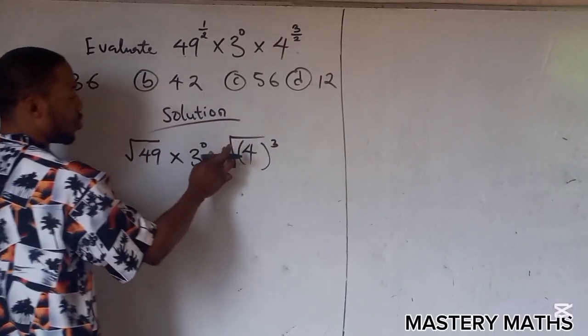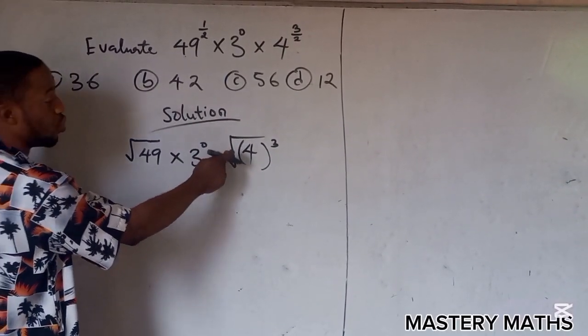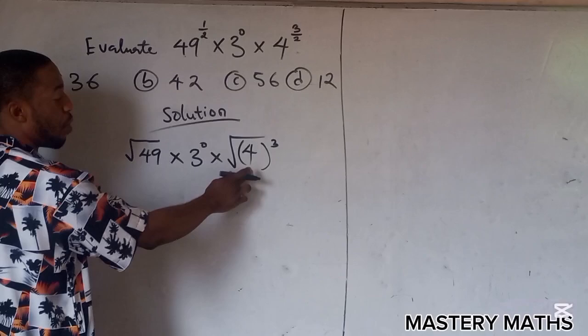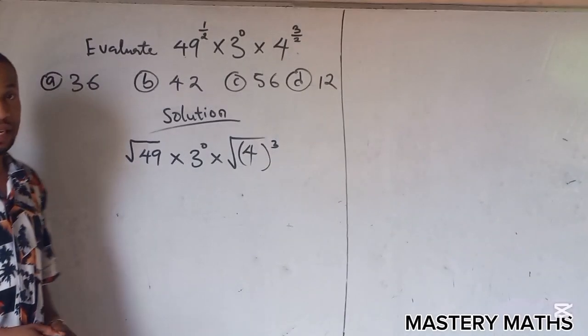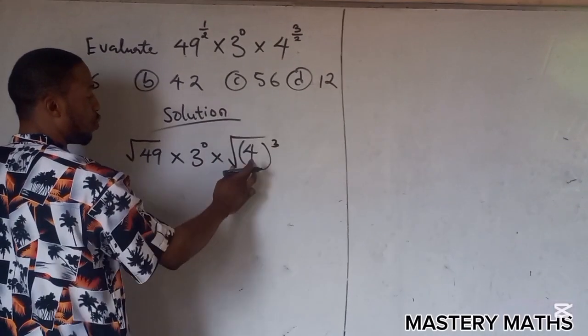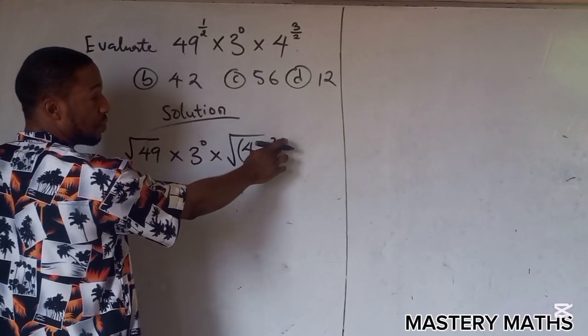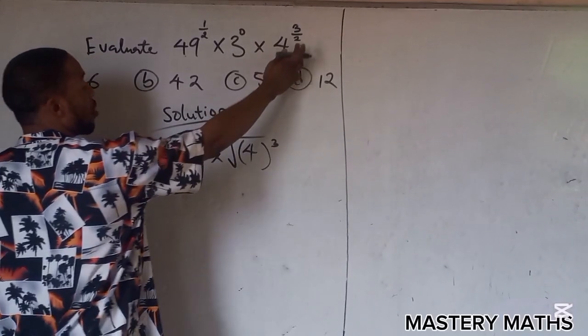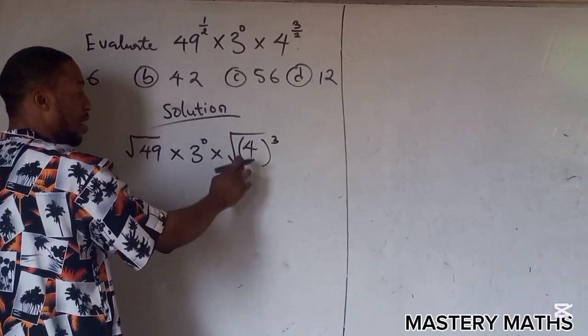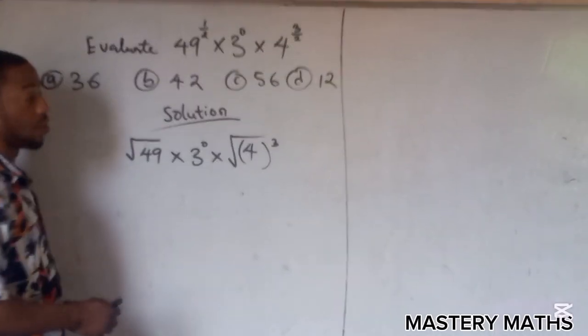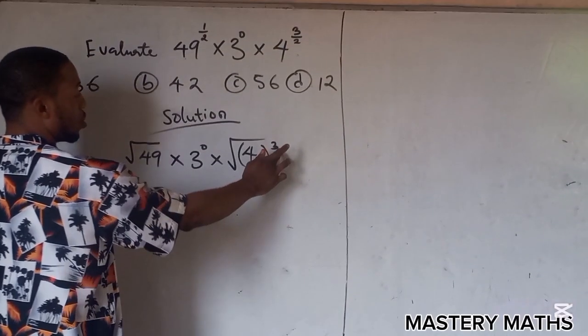So writing this 2 here is of no use. 2 root 4. But if you feel like writing it, fine. It will be 2 root 4 raised to the power of 3. But I feel instead of writing it, the 2 is the same thing as the radical. So you don't write it. You just have this 3 on top here.